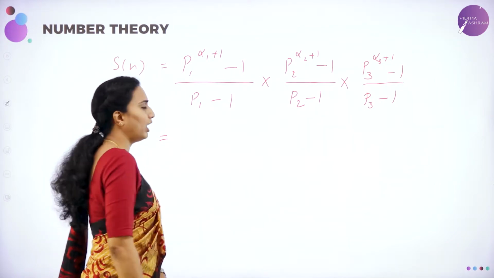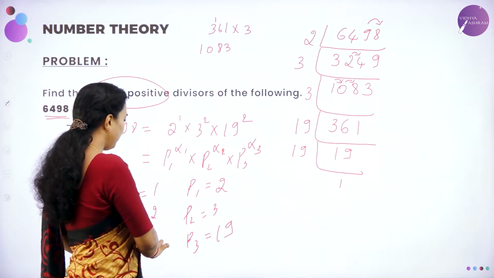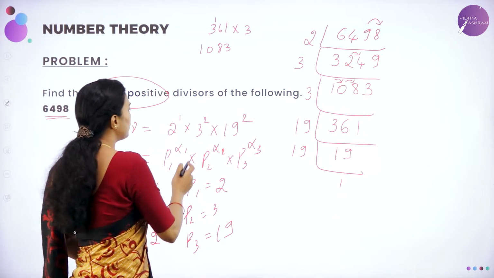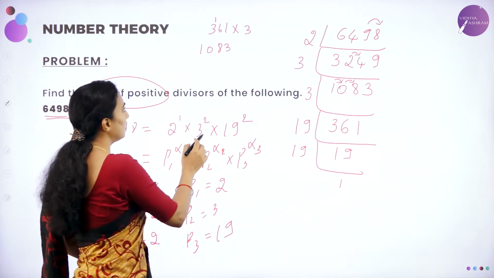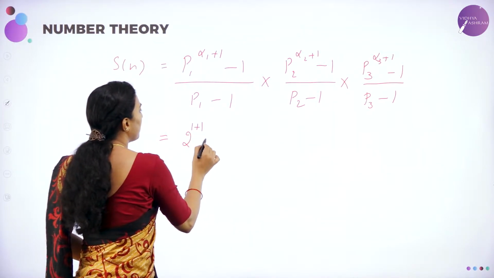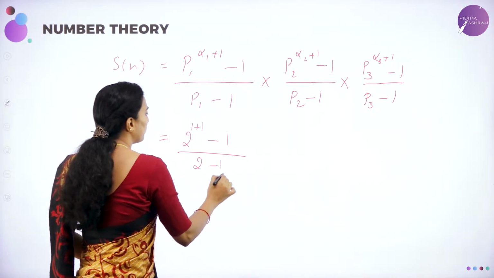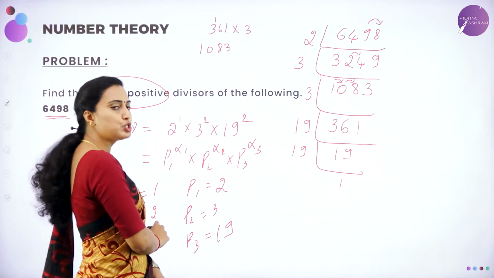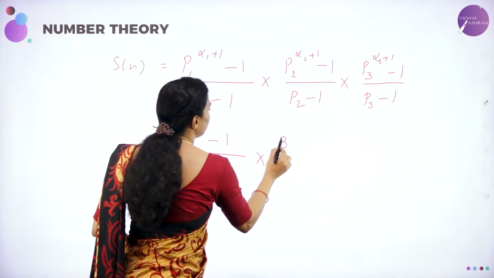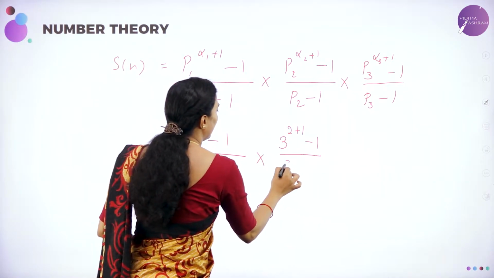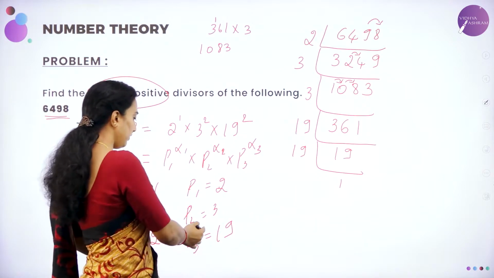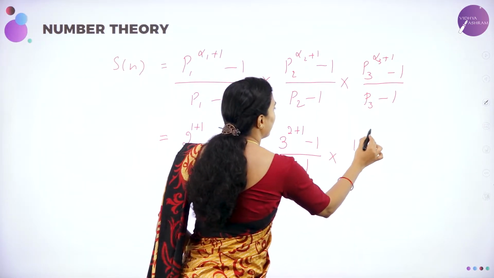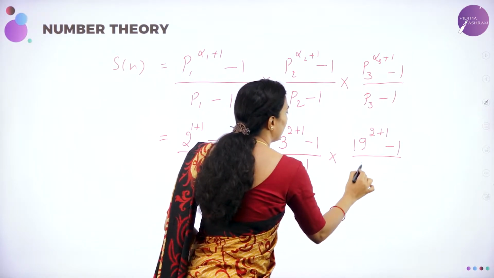Observe these students, you are going to have the alpha 1, alpha 2, alpha 3 is 1, 2, 2 and P1, P2, P3 is 2, 3, 19. Let me substitute here. P1 is nothing but 2. 2 to the power of alpha 1 is 1. 2 to the power of 1 plus 1 minus 1 divided by 2 minus 1 into, again P2 is nothing but 3, and alpha 2 is 2. So you are going to write it as 3 power 2 plus 1 minus 1 divided by 3 minus 1 into, P3 is 19 and alpha 3 is 2. So therefore you are going to have 19 to the power of 2 plus 1 minus 1 divided by 19 minus 1.